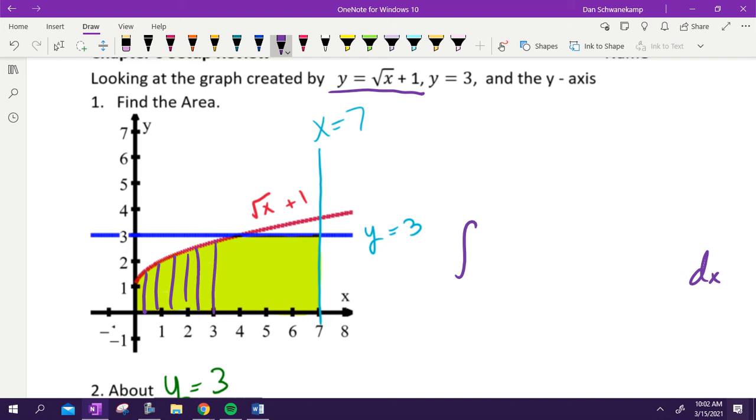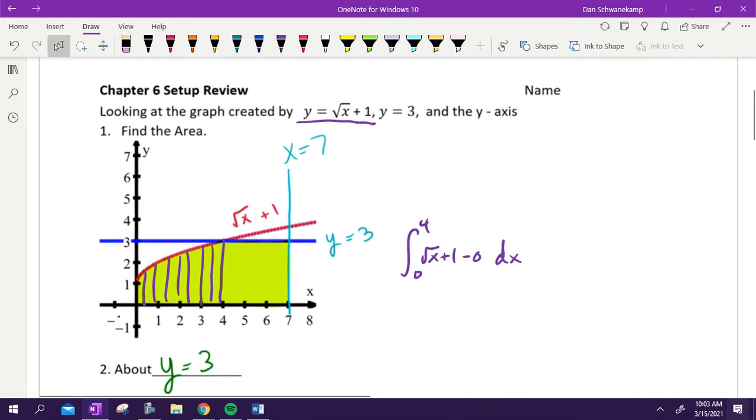From 0 until 4, it's the same line on top and bottom each time. It's red line minus the x-axis. So it's going to be the square root of x plus 1 minus 0. Dx from 0 until 4. If I integrate that, that's going to tell me that region right there. But at 4 then, we are switching. And now we're going from blue to the x-axis.